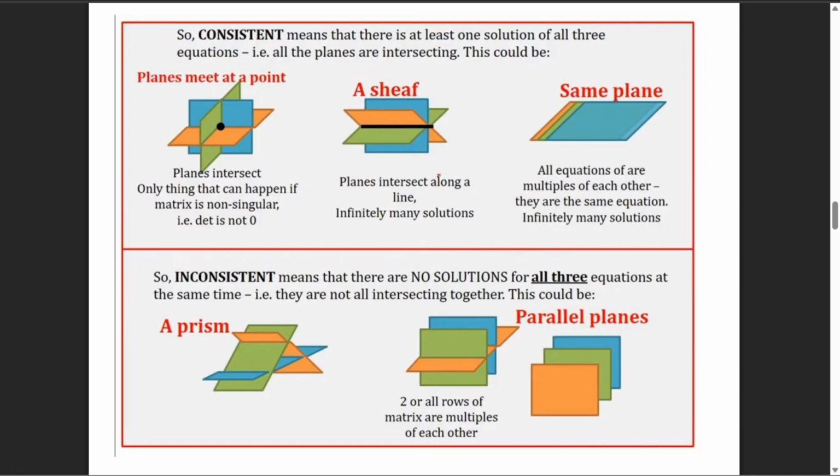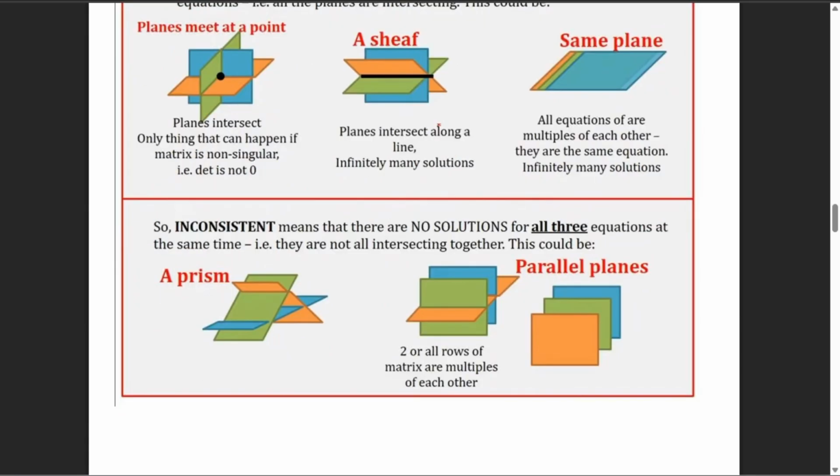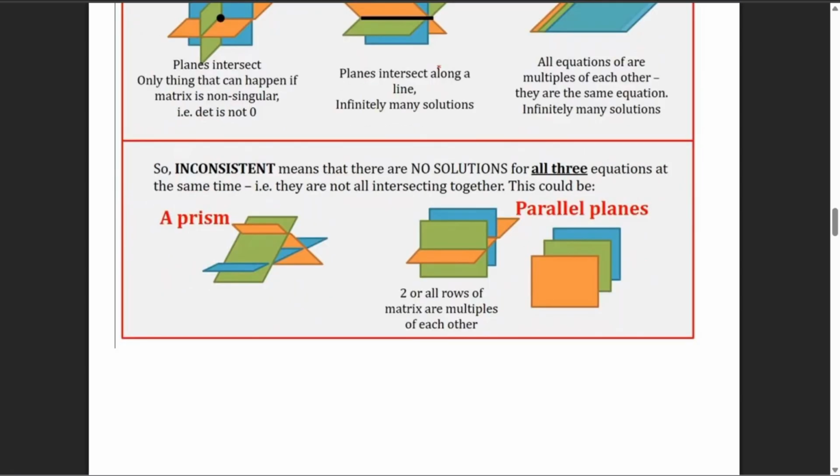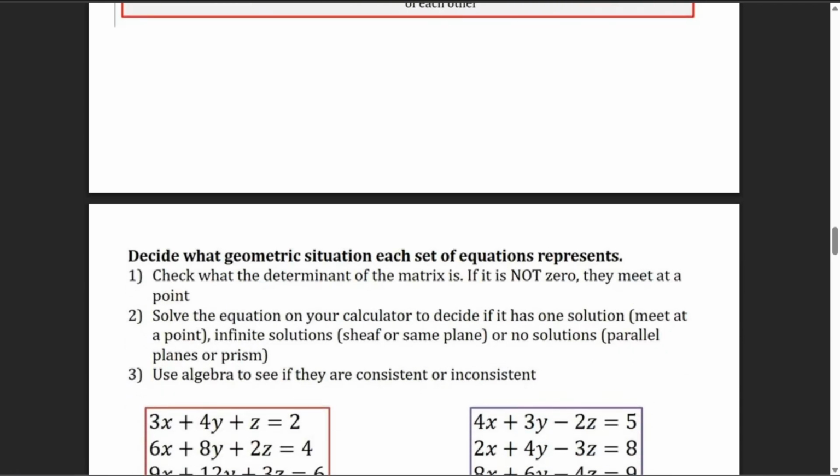So either that is a prism where you get pairs, so there's consistency between two planes but not all three, or you can have parallel planes where at least two of the planes are never going to touch each other because they're parallel to each other. You might have one intersection here, so you can either have one here where orange intersects green and blue, or they're all parallel, so they're never going to touch each other.